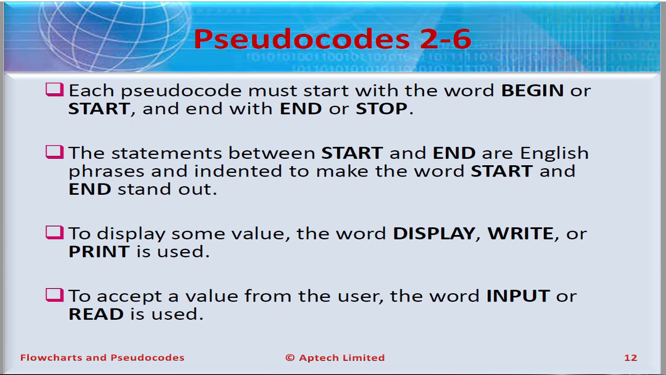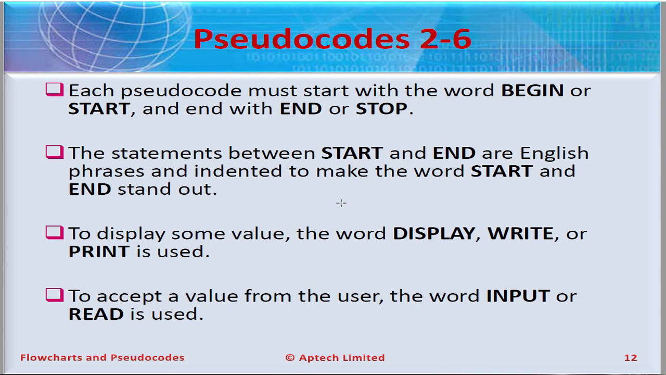Now, each pseudocode must start with the word begin or start and end with an end or stop. Just like you remember in our flowchart, we were using the rounded rectangle to denote the start and end of our flowchart. Now, when you're doing pseudocode, you start with begin, okay? And when you begin, you end. When you start, you stop. Please note that. The statements between the start and end are English phrases and indented to make the words start and end stand out. To display some value, the word display, write, or print is used.